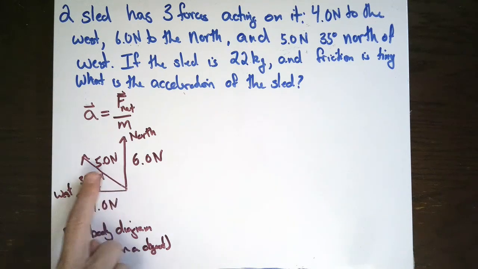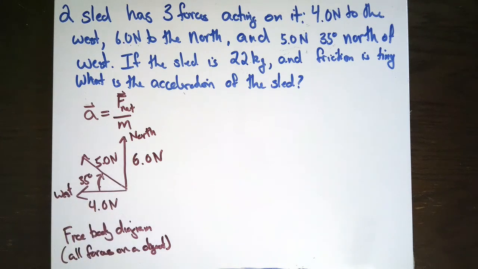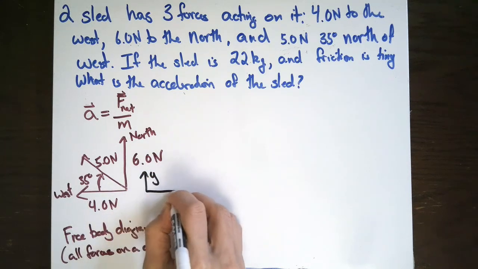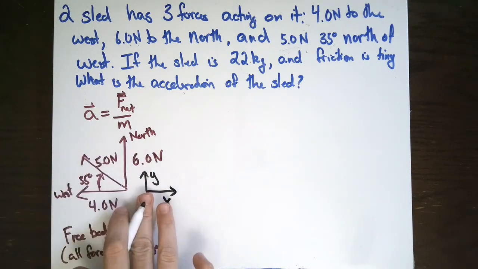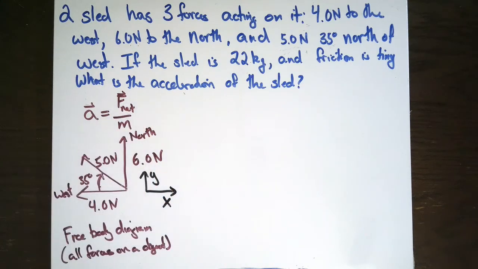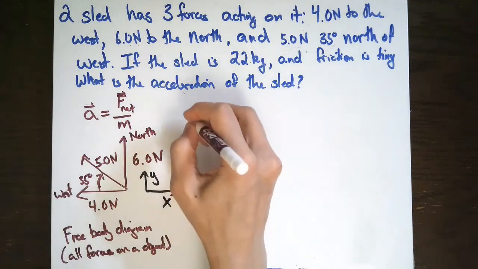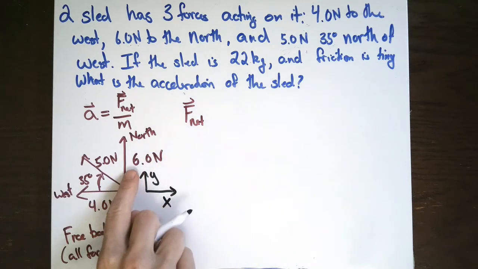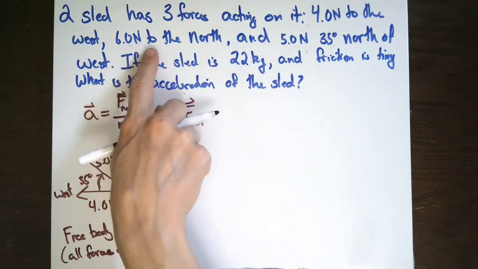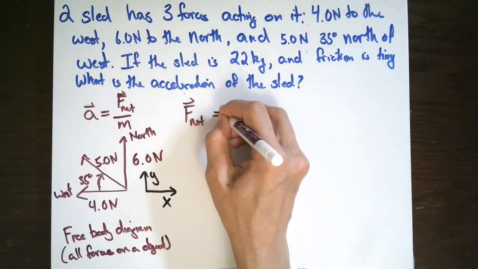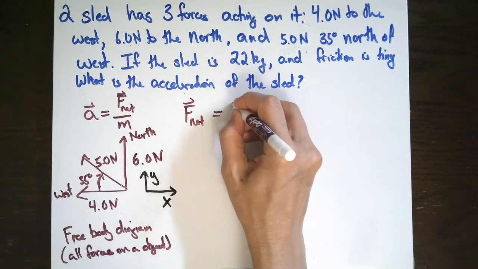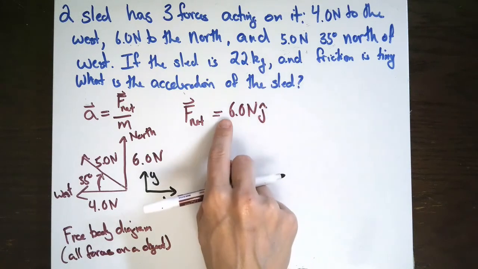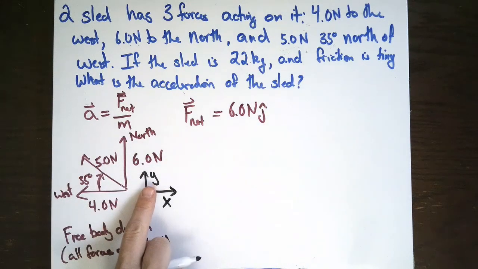So the next thing we need to do now that we've got our diagram is decide on a coordinate system. So I'm going to say that up is the y direction and to the right is the x direction, and then I can go ahead and write out my forces. So I can start doing my net force. So the net force is the sum of all of the forces. So let's start with this 6 newtons to the north. So north is my y direction, so that would be 6.0 newtons j hat. And it should be positive because we're headed up, which is the positive y direction.